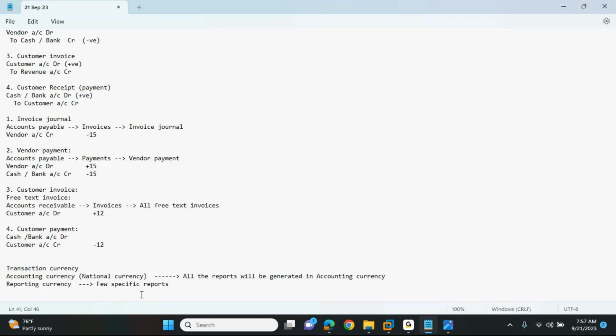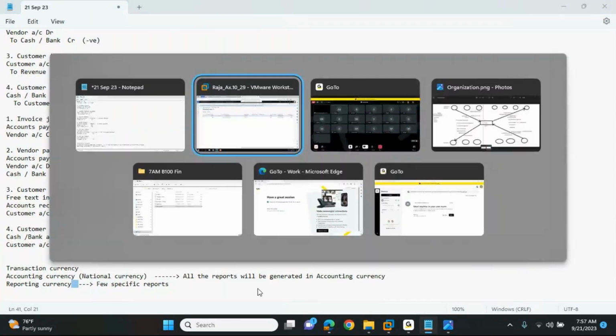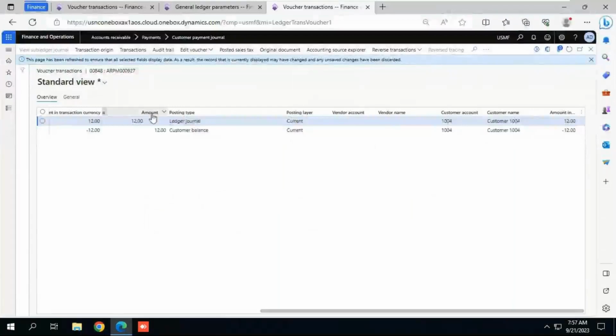So I want some reports to show across the globe how big my business is. If I want to represent that, I want reporting currency. So in the system we have accounting currency or national currency, transaction currency, and reporting currency.